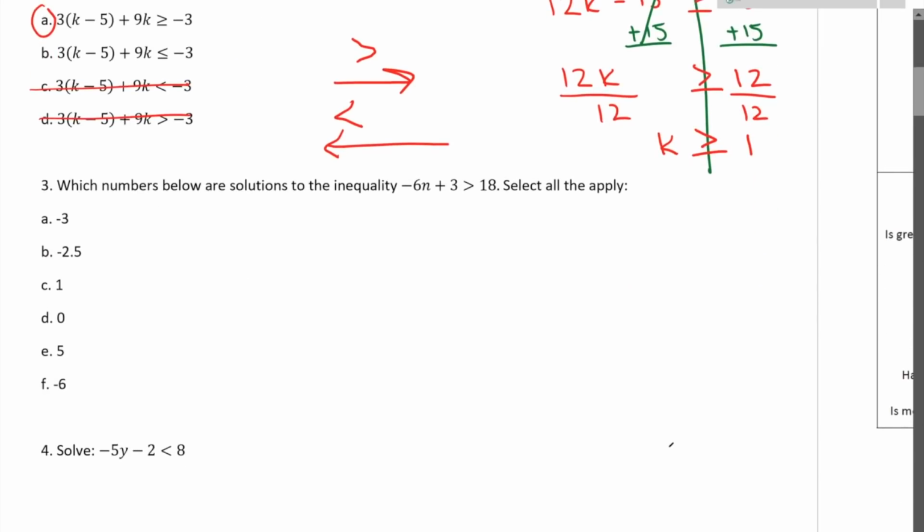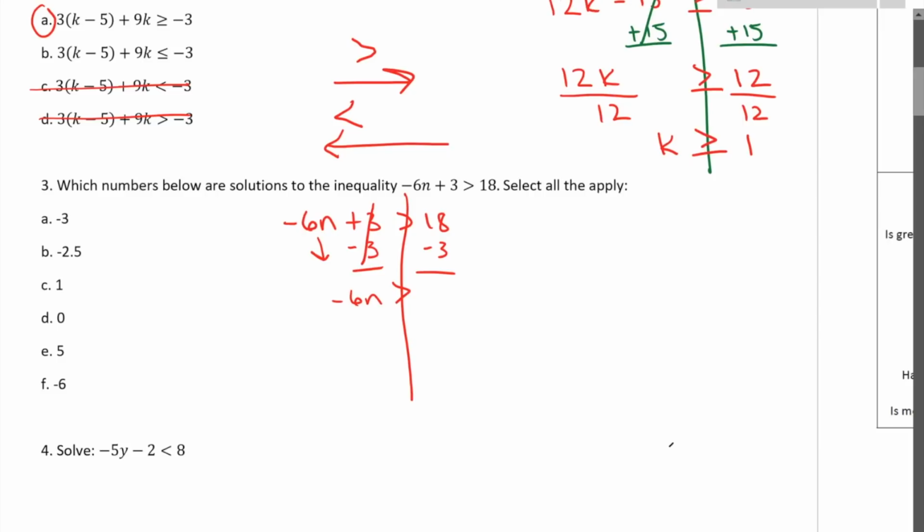Which numbers below are solutions to the inequality negative 6n plus 3 is greater than 18? Select all that apply. Okay, so we're going to solve this first. Negative 6n plus 3 greater than 18. Just like we did before, I'm going to draw my line. I need to get n by itself, so I've got to subtract 3 from both sides. Once I do that, I can cross out that 3 and drop down the negative 6n. Drop down my greater than sign, 18 minus 3.